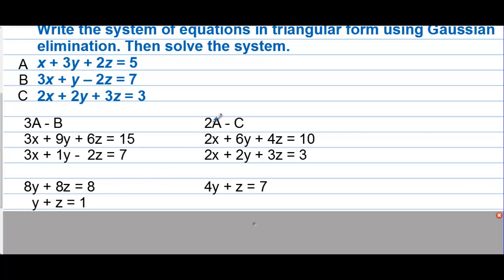So we have a little bonus here that we can divide everybody by 8 and get y plus z equals 1. Then we can take 2 times A and subtract C. That way we eliminate x again. So when we multiply 2 times A, we get 2, 6, 4, 10. And we're going to subtract C. And we get 6 minus 2 is 4, 4 minus 3 is 1, 10 minus 3 gets you the 7.